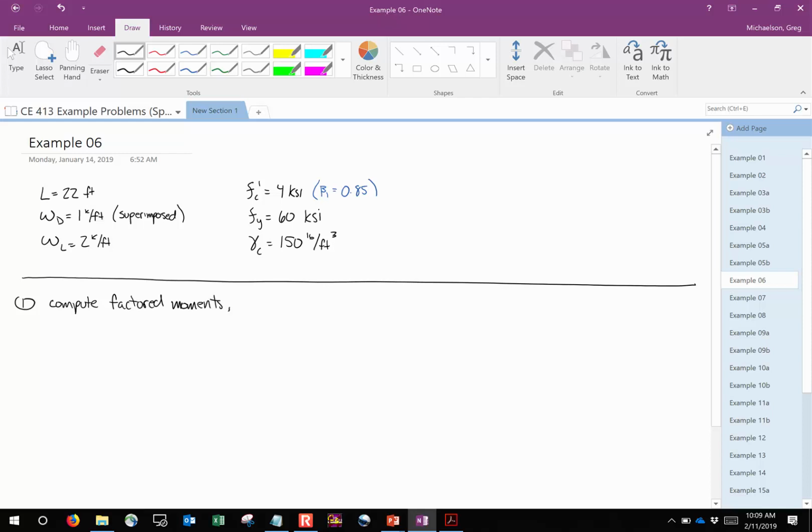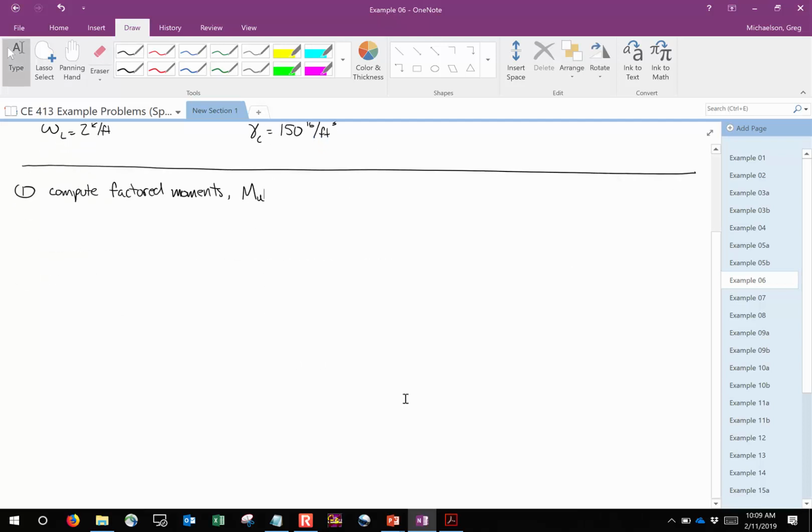So our goal out of this is to get an Mu. That's a moment that's gone through the 1.2 dead, 1.6 live load factoring process. So I scrolled that down a bit. Okay. So we've got the dead load on the beam, and we've got the live load on the beam, but we need the beam self-weight.